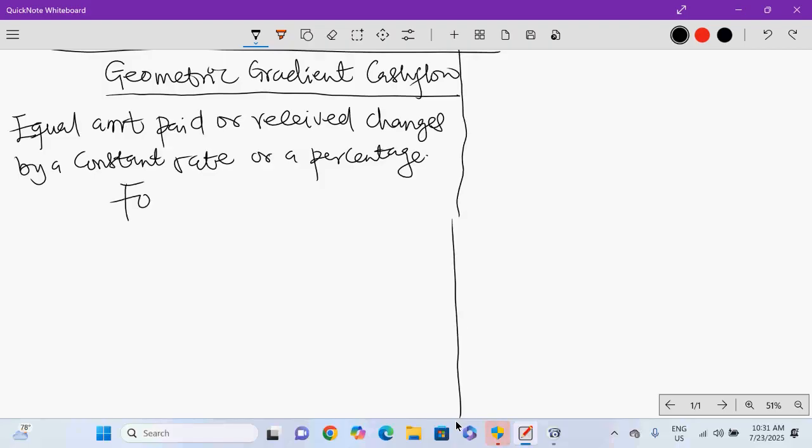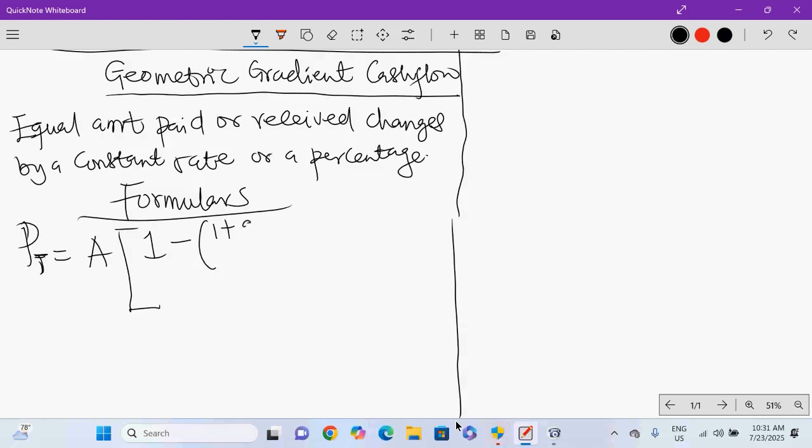Now for the geometric gradient, we have two formulas. That one also works with the present value. Here we have A1 into bracket 1 minus, bracket 1 plus g all over 1 plus i, bracket close, exponent n, all divided by i minus g.